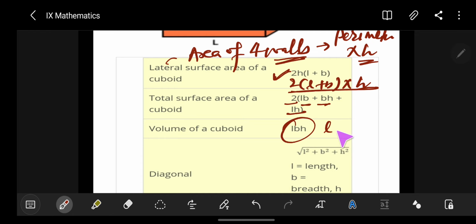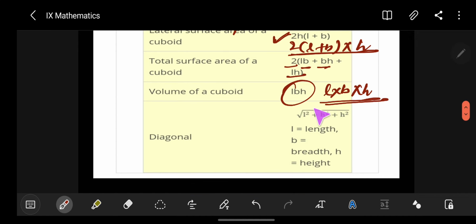All right. And the volume of the cuboid is the area of the base multiplied by the height. The area of the base is length into breadth, multiplied by the height. The diagonal is given as the square root of L square plus B square plus H square. So that is the basic formula which is used to solve the given questions in the exercise as well as from the examples. You should practice examples first and then move to the exercise questions.